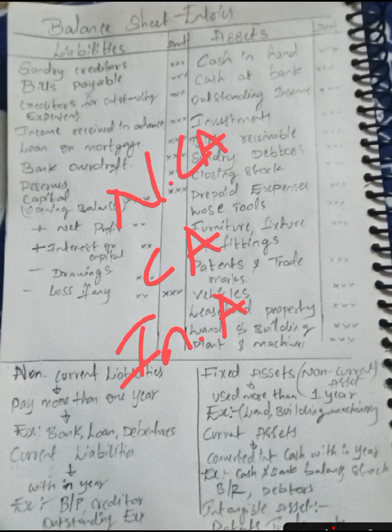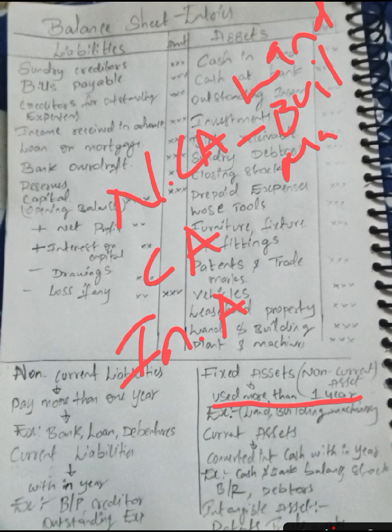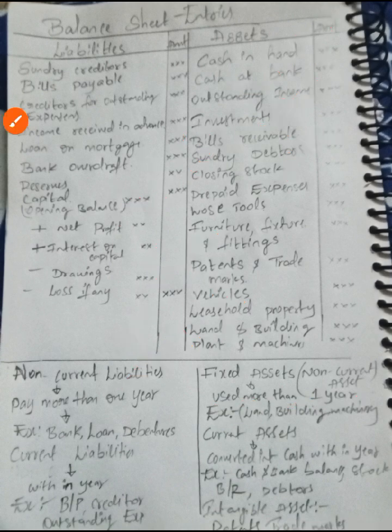In non current assets, the fixed assets are used for more than 1 year. Example, land, building, machinery, motor van, vehicles, these all come under non-current assets. These are assets used in the business for more than 1 year and are not meant for sale. Yes, we will sell them, but it will take time, right? So we can utilize them for more than 1 year.